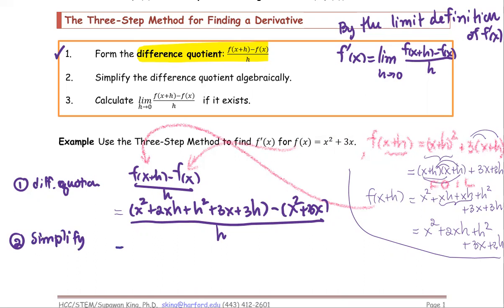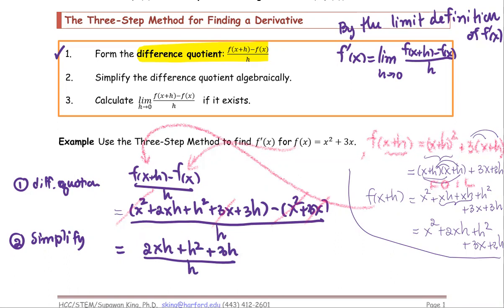How do we simplify? We see the common terms, the like terms. x squared minus x squared, gone. 3x minus 3x, gone. Now we get 2 times xh plus h squared plus 3h, and then all divided by h, as a simplification of the difference quotient.